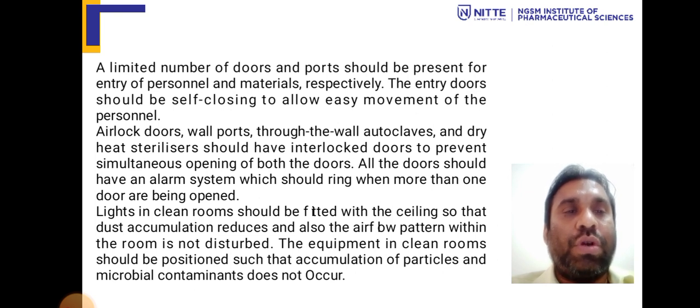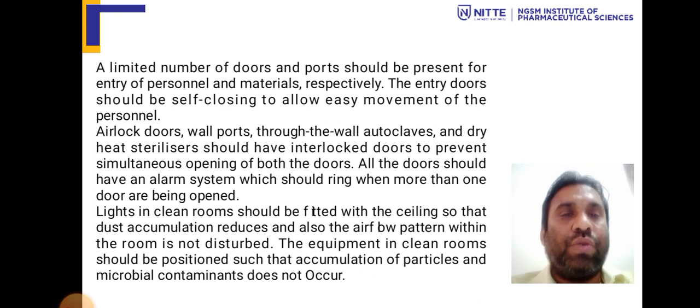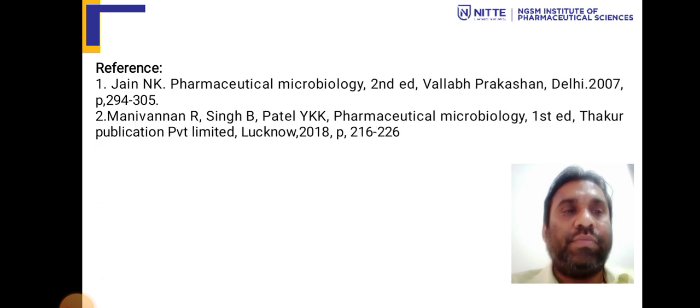Airlock doors, and through-the-wall autoclaves and dry heat sterilizers, should have interlocked doors to prevent simultaneous opening of both the doors. All the doors should have an alarm system which should ring when more than one door is being opened. Lights in the clean room should be fitted flush with the ceiling so that dust accumulation reduces and the airflow pattern within the room is not disturbed. The equipment in clean rooms should be positioned such that the accumulation of particles and microbial contamination does not occur.